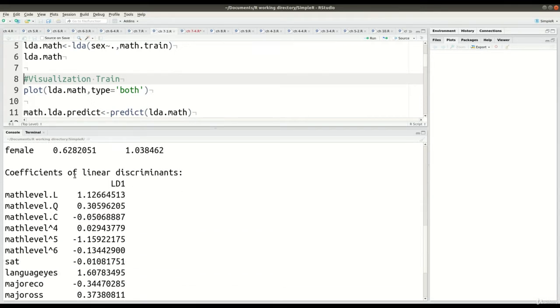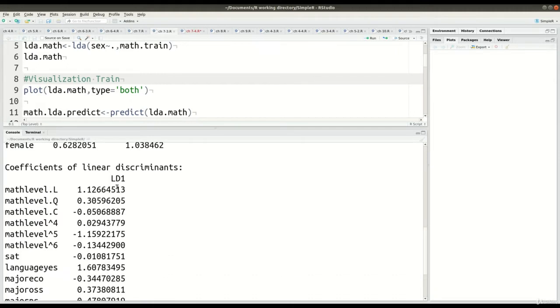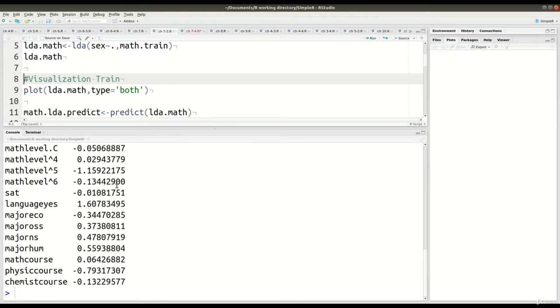Then down below we have the coefficients. Notice how we only have one linear discriminant. That's because the number of linear discriminants is based on the number of groups minus 1. We have two groups, men and women, so 2 minus 1 becomes 1. That's why we only have one discriminant here. And you can see the different levels, etc.